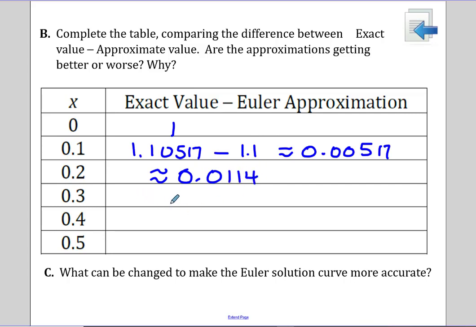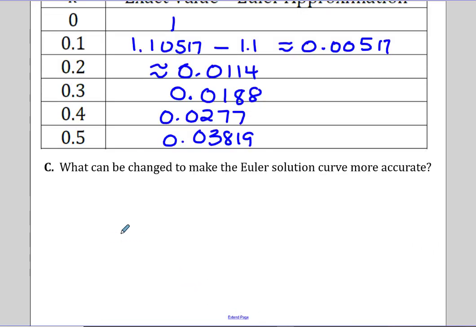So I had that for 2/10 and this for 3/10, 4/10, and 5/10. So complete the table. They're getting worse because e to the x starts to grow more quickly, aren't they? So what could be changed to make the Euler solution curve more accurate? I would say the delta x needs to be smaller to make it more accurate.